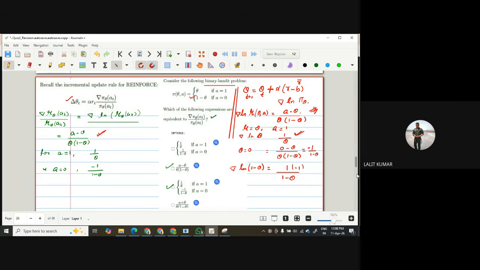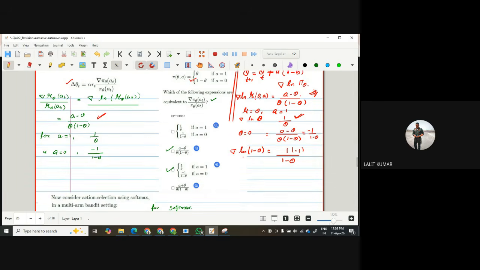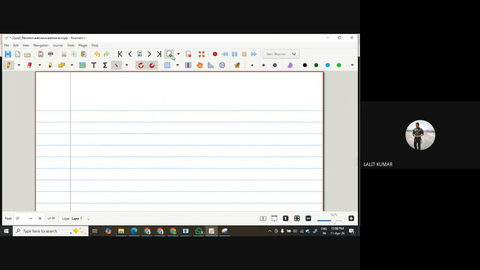So you get (a minus theta) over theta into (1 minus theta), which is coming from here. This is the part which is right. It is 1 over theta if a is equal to 1, which is coming from here. And it is minus 1 over 1 minus theta, which is coming from here. So these two options are right. So I will just cover week 8 concepts very, very quickly.